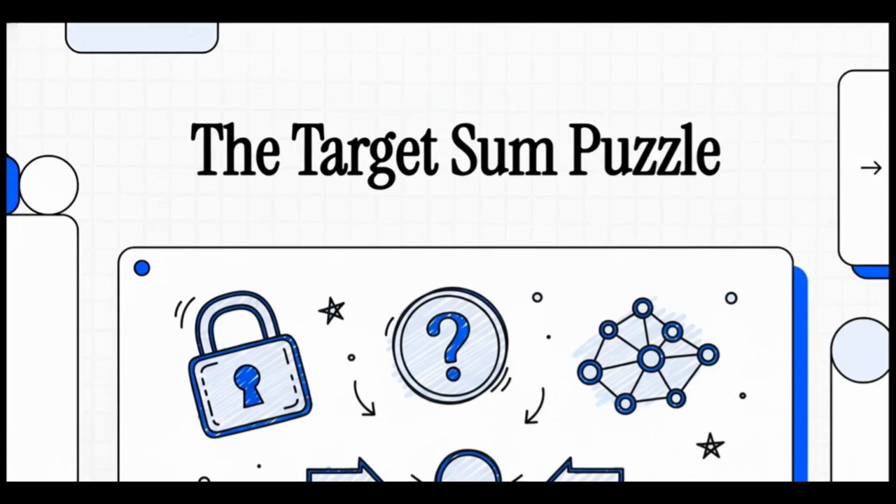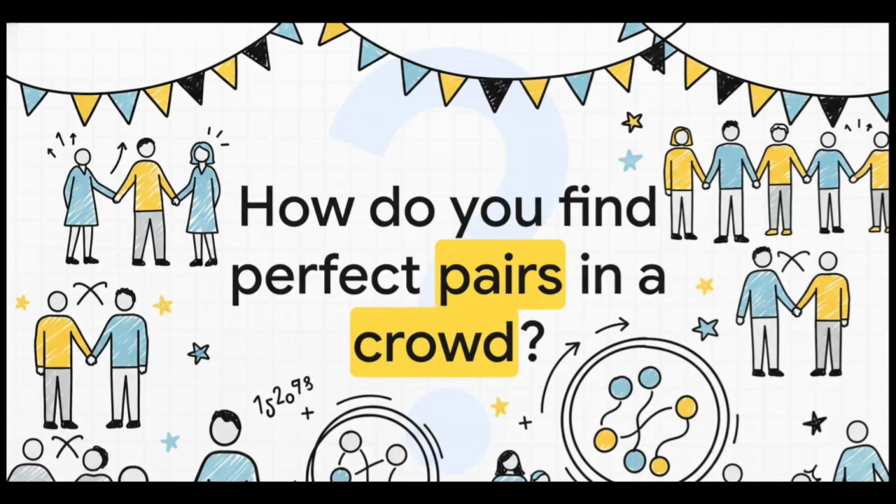Hey there, today we are tackling a classic programming puzzle that's all about finding pairs of numbers, ones that add up to a specific target. It seems pretty simple on the surface, but figuring out how to do it efficiently reveals a really powerful technique that can make your code so much faster. Let's jump in.